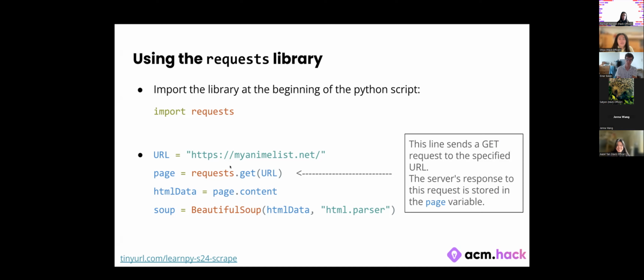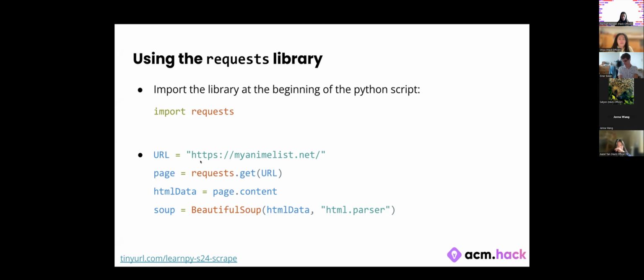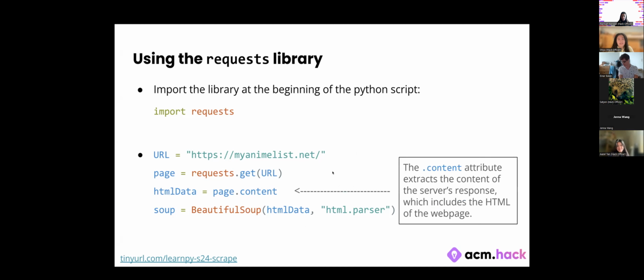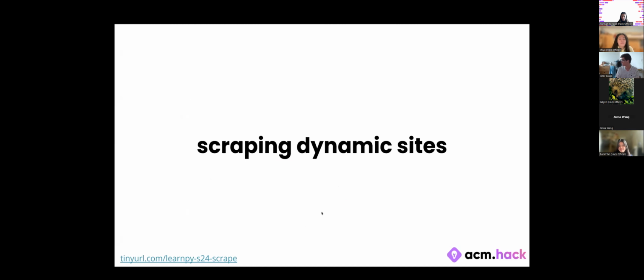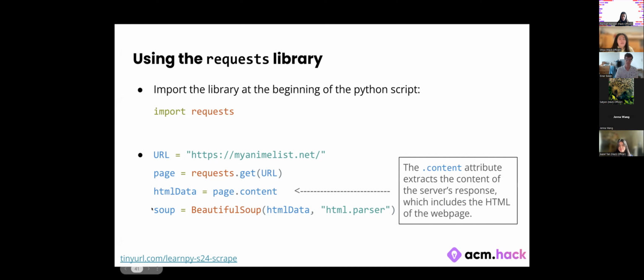All right, so just a little bit of description. This line sends a GET request to the URL over here, and the server's response to this request is stored in a page variable. And this line basically uses the .content attribute to extract the content of the response, which basically is the HTML of the web page that we wanted. So over here, this is the final line of code. This is soup equals BeautifulSoup. We are creating a soup object.